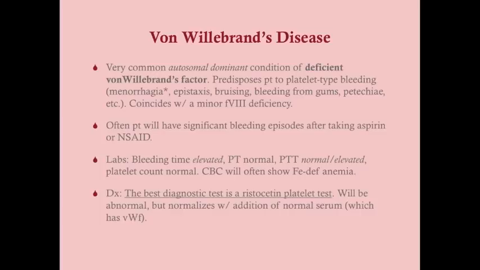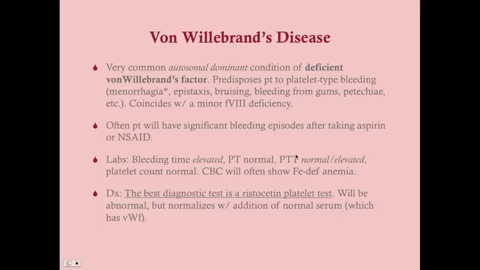Anytime you've got a bleeding disorder, there are 4 things you need to get. You need to get a bleeding time. That bleeding time is primarily telling you whether or not you have a platelet disorder. With platelet disorders, you're always going to have an elevated bleeding time. PT and PTT are going to reflect if you have a factor disorder. PT is your extrinsic pathway, and PTT is your intrinsic pathway, and we'll talk about that in a different section. In von Willebrand's disease, you can have an elevated PTT because you have that minor factor VIII deficiency, but for the most part, PTT is normal in von Willebrand's disease.